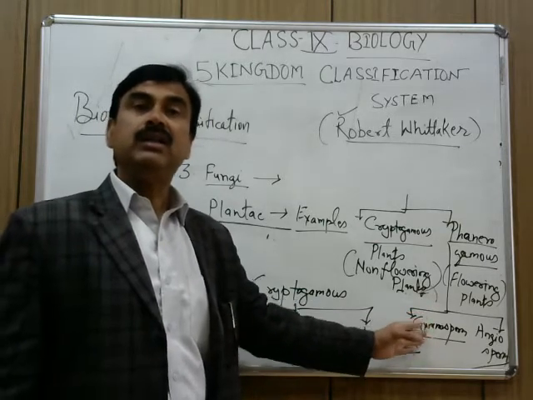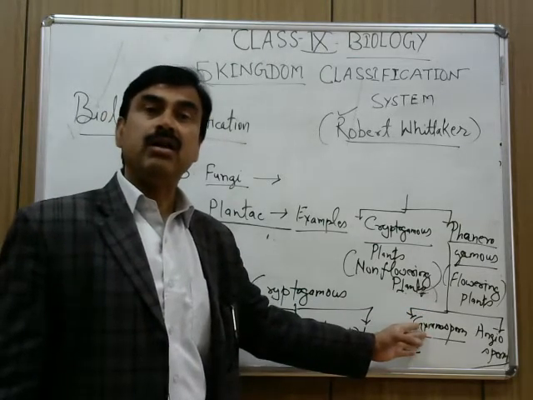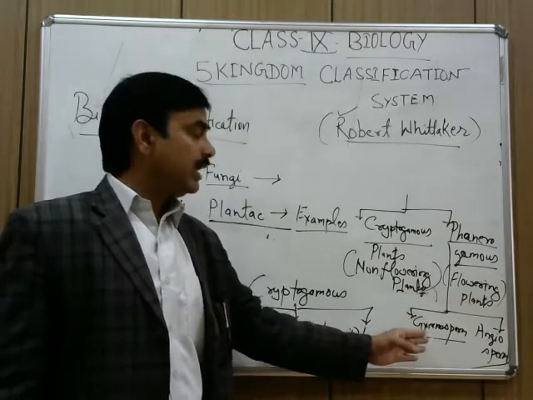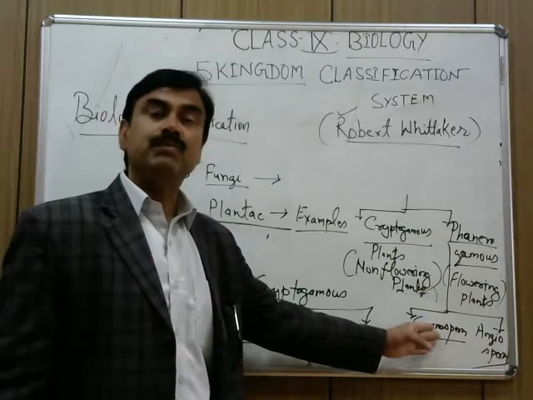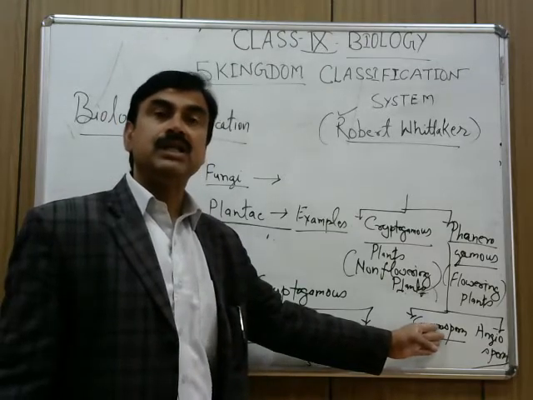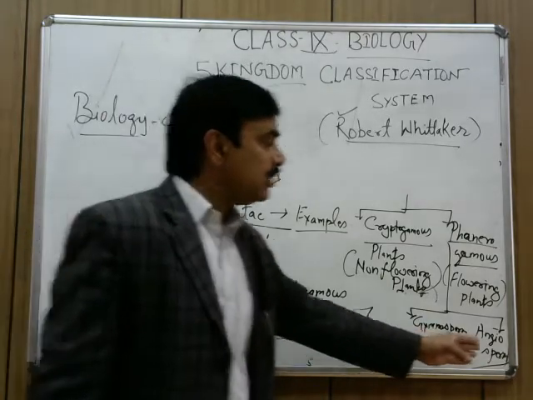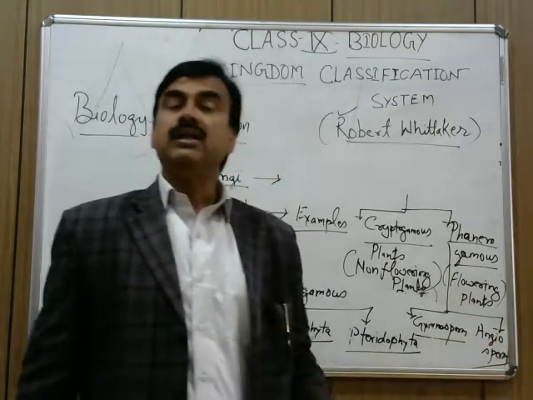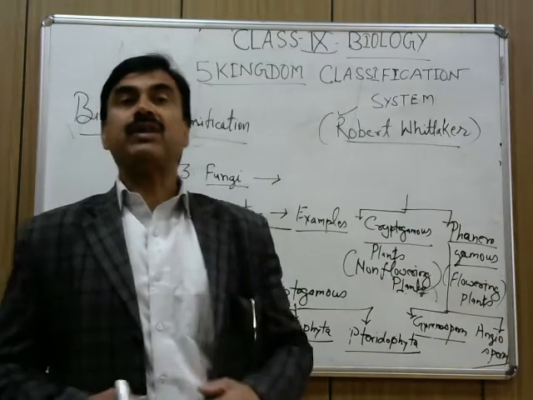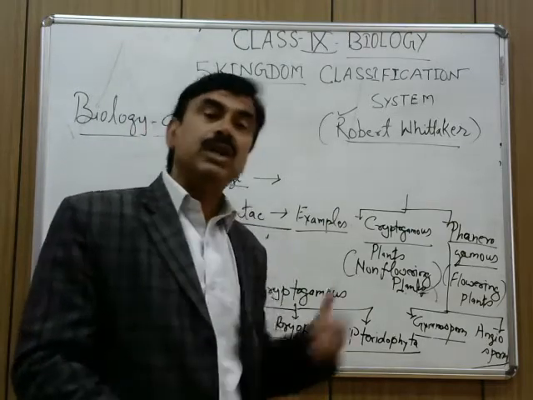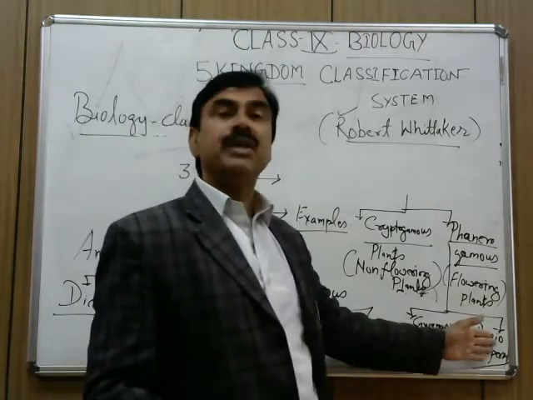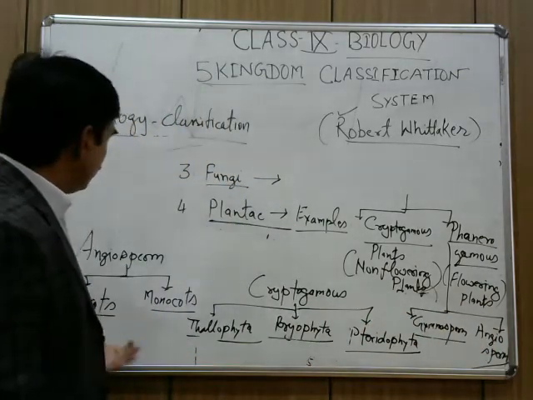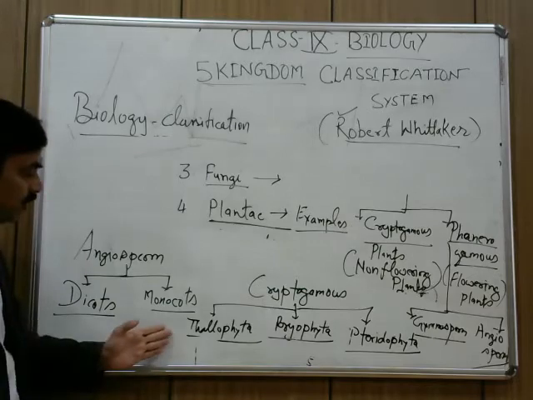cycas, all the non-seed coat, without seed coat. The naked seeds are there in the gymnosperm. Sperm means seed, gymnos means naked, and angio means with the seed coat. So angiosperm, all the seeds which are covered with the seed coat, which are more developed, fall in the angiosperm. Then again, angiosperm can be divided into dicotyledons and monocotyledons.